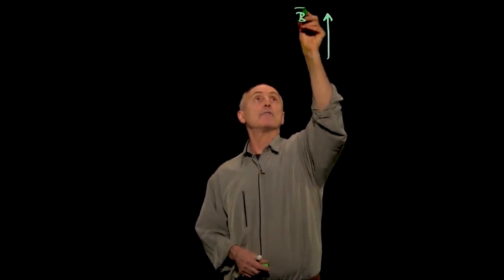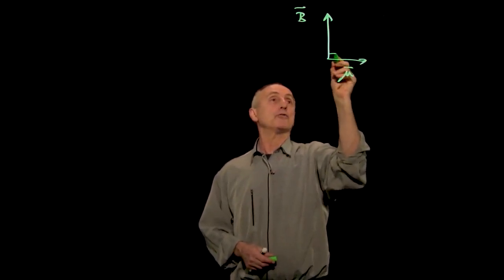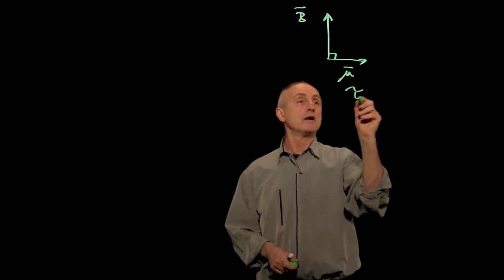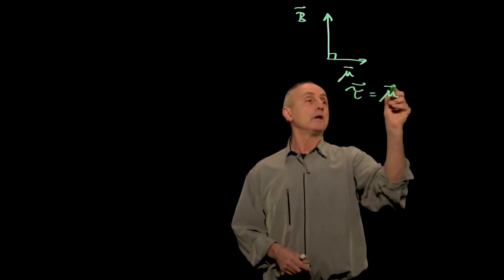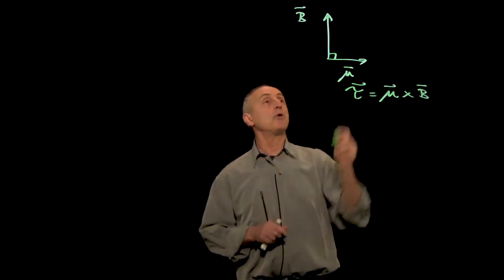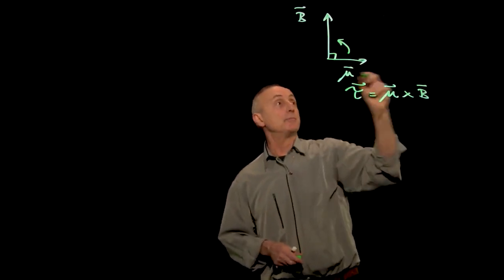Let's look at a magnetic dipole in a magnetic field. So let's suppose we have a magnetic field like this, and our dipole is at right angles to that field. And we know that the torque on a dipole is given by mu cross B. So what we expect is this dipole will rotate, and that will rotate to line up with the magnetic field.